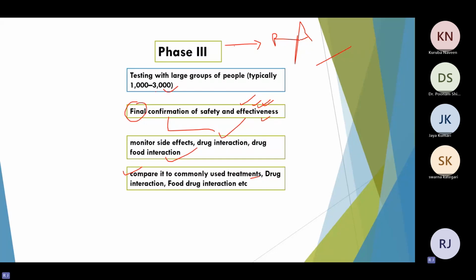So in a nutshell, in phase 1, we determine the maximum tolerated dose a person can take. We determine the safety and PK. In phase 2, we determine safety and efficacy. In phase 3, we determine safety and effectiveness and other things. Then data is submitted to the regulatory authority for approval purpose. Based on the data, the regulatory authority will determine the risk and benefit ratio and will approve or not approve any drug molecule.